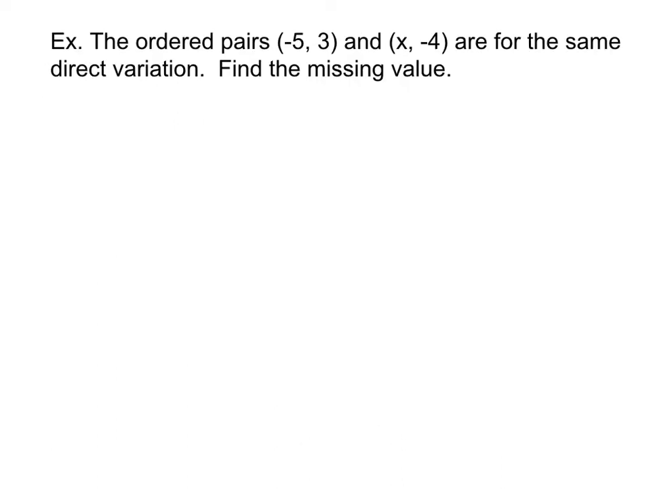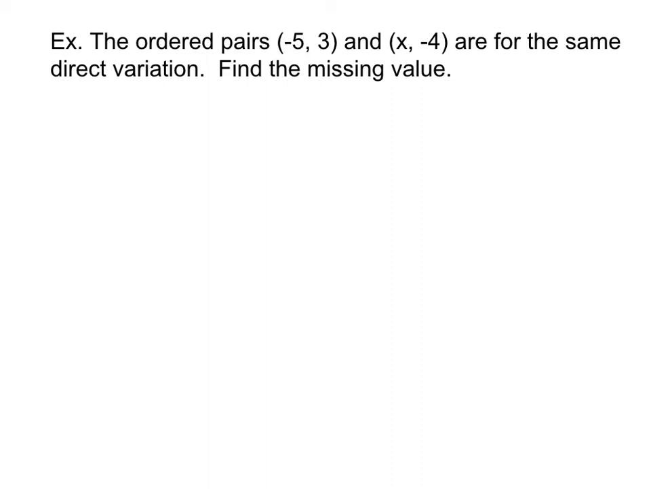The next thing I'd like to talk about is an example that you're going to have towards the end of your homework. It says that the ordered pairs, and that'll give you a pair of coordinates, the first one's negative 5, 3, and the next one's x, negative 4, are the same for direct variation. What they're saying is those points are on the same line. Now, they're asking you to find the missing value.